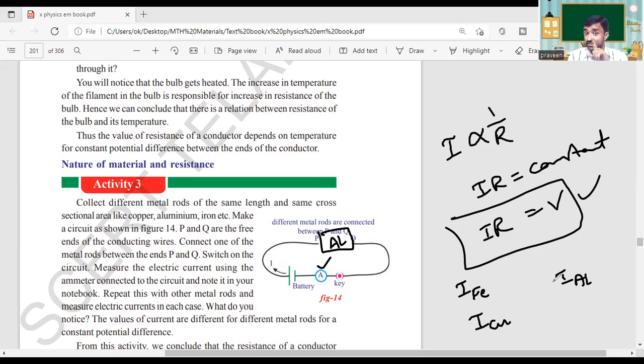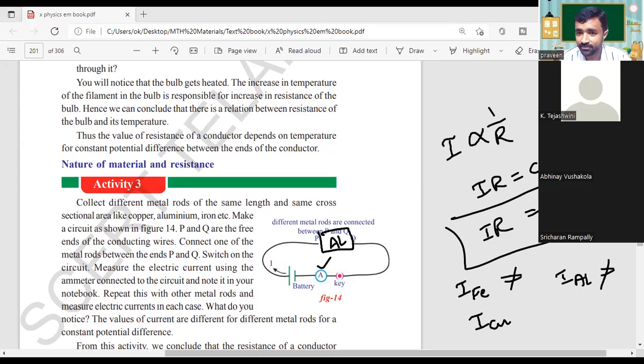Because I set the same voltage in this circuit, I maintained the same length, the same thickness, and the same temperature, right? These are all the same, but the nature of the material is different. I used different materials to fill this gap PQ, right? So what I am going to notice here is that they are not giving you equal amounts of current. They are giving you different values. Why may it be?